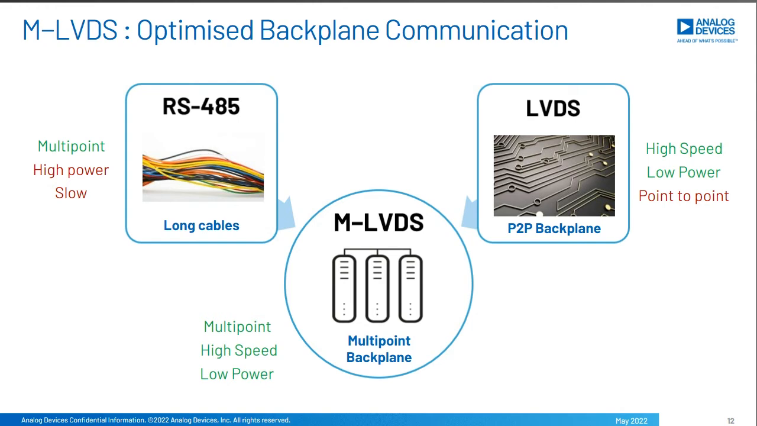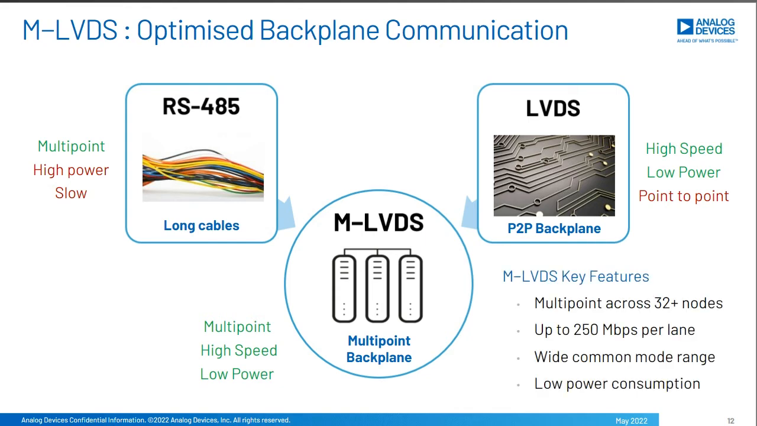Its key features are its ability to communicate over at least 32 nodes on a multipoint network. Each lane can communicate at up to 250 megabits, depending on your transceiver. It's relatively robust, with a wide common-mode range compared to standard CMOS outputs, and it has low power consumption.